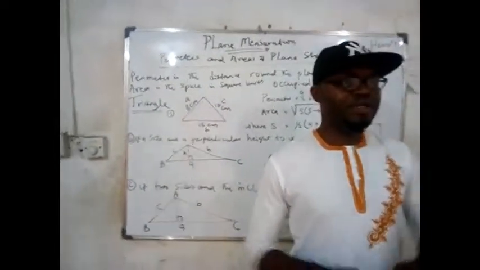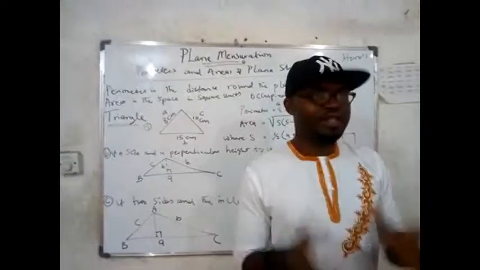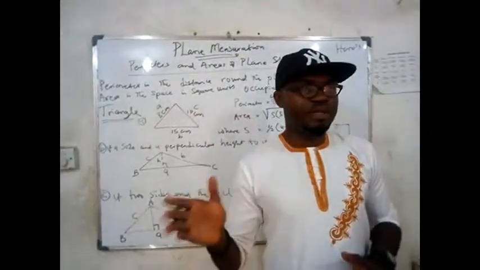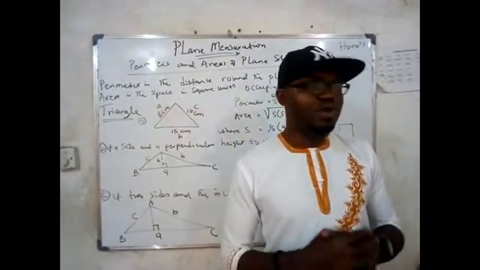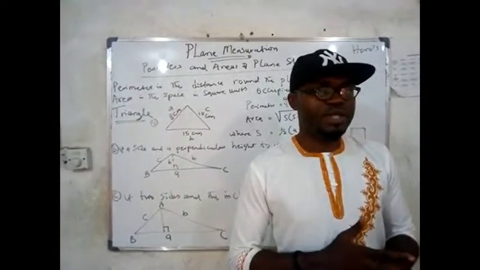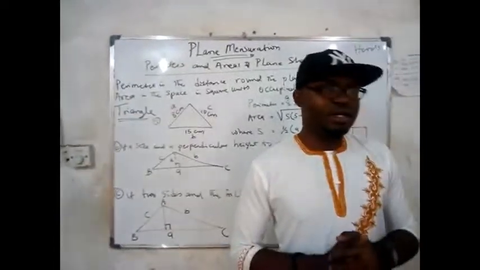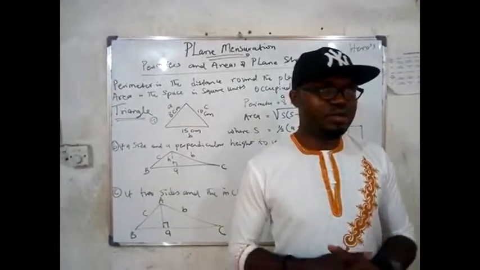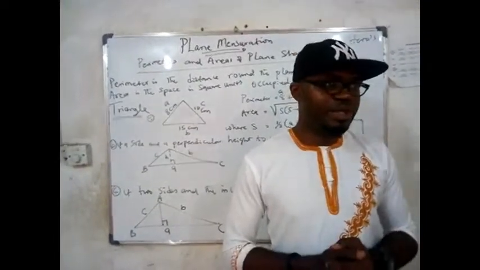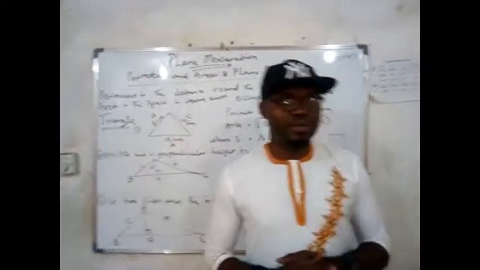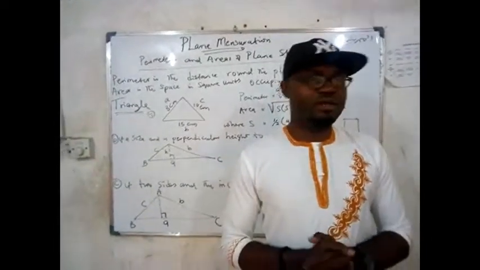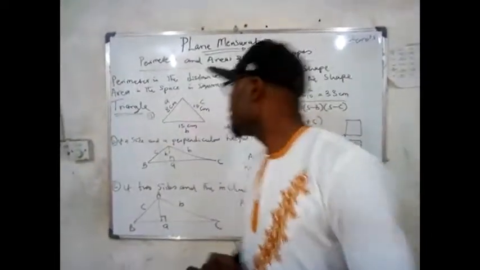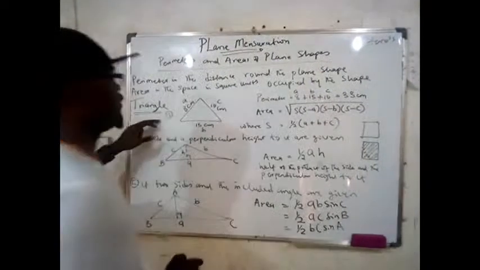Or you can say determining the circumference of a circle. Is that clear? Perimeter or area of plane shapes. And we know what plane shapes are, isn't it? The shapes that don't have depths. Example is what? Triangle, trapezium, parallelogram, square, rectangle, isn't it? So today we're going to be starting with that of a triangle.